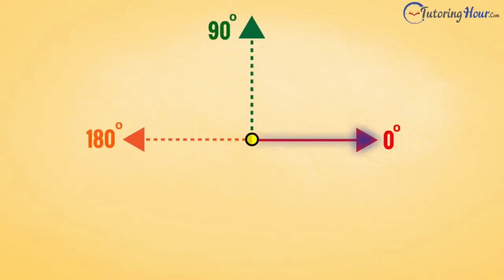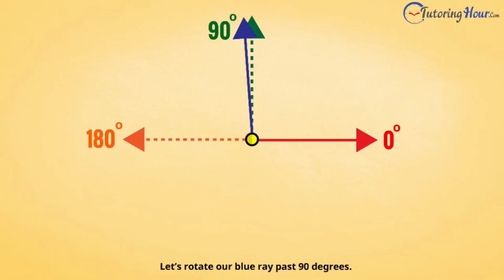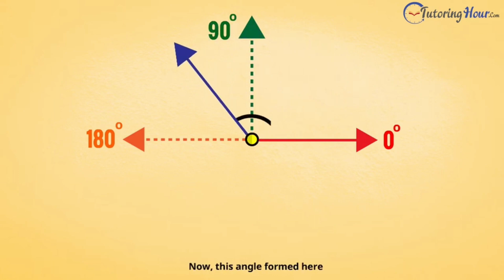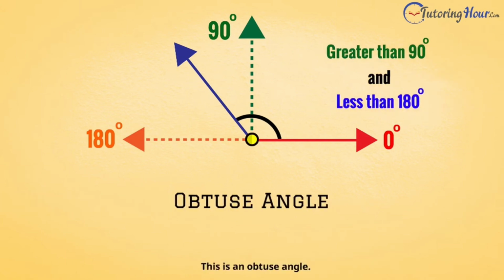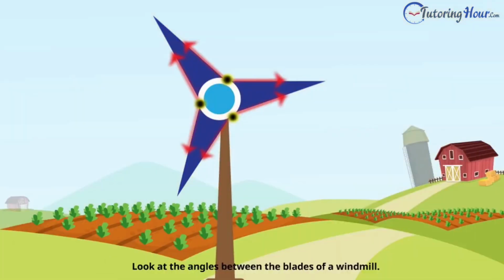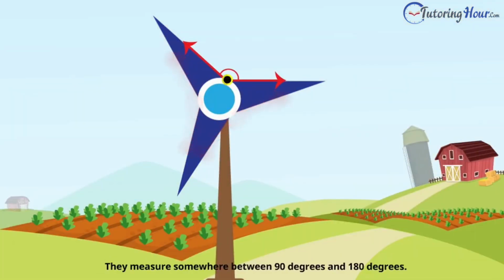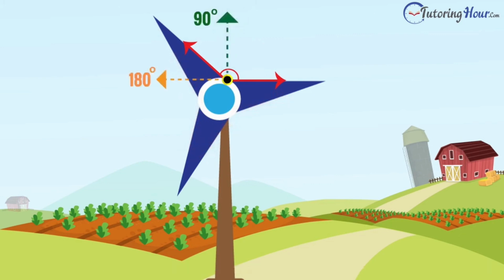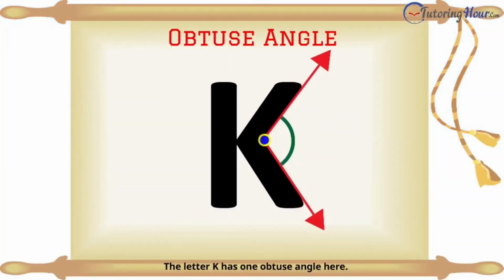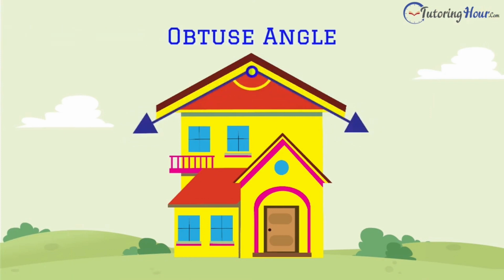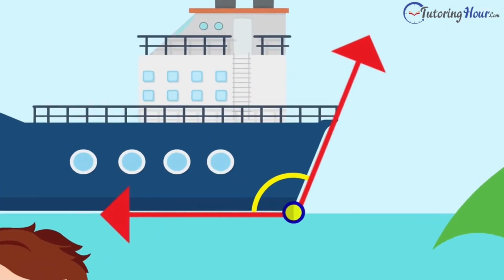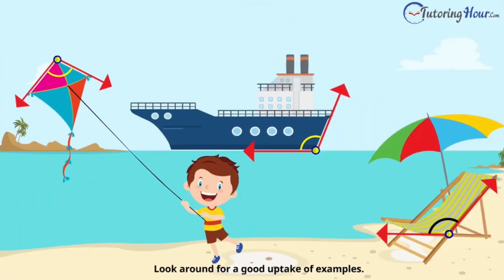Moving on, let's rotate our blue ray past 90 degrees. Now this angle formed here, as you can see, is larger than 90 degrees, but less than 180 degrees. This is an obtuse angle. Look at the angles between the blades of a windmill. They lie somewhere between 90 degrees and 180 degrees. Therefore, they are obtuse. The letter K has one obtuse angle here. Find an obtuse angle in the rooftop of a house. These are just a drop in the ocean of obtuse angles that surrounds you. Look around for a good list of examples.